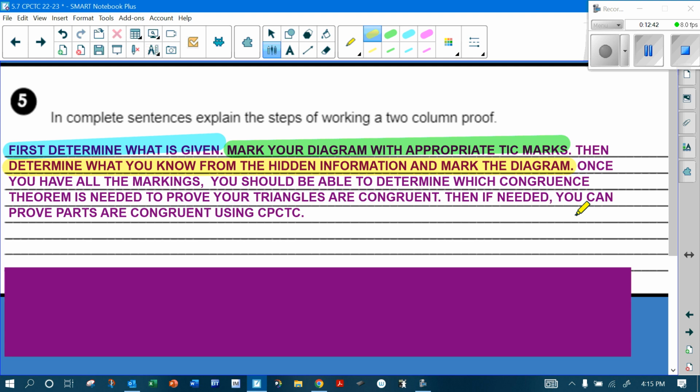You always want to look for your hidden information. Once you have all the markings, you should be able to determine which congruence theorem is needed to prove your triangles are congruent. Then, if needed, you can prove parts are congruent using CPCTC. So first and utmost, determine what's given, mark it. Determine what's hidden, mark it. From that information, you should be good, and you should be able to write your proof. All right, I think that's it.